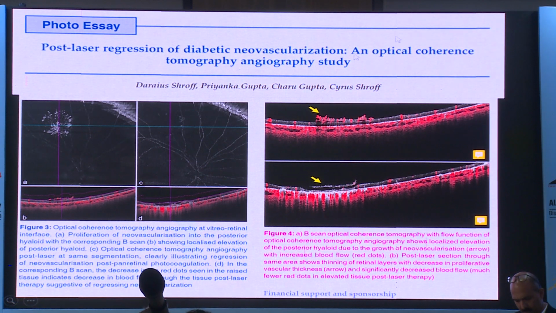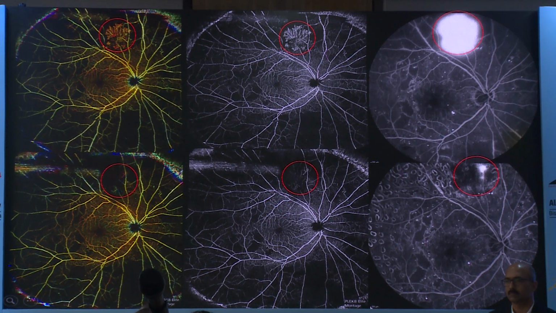This is a study we published in the IJO. This is the regression of the diabetic vessel. You can even see the B scan. If you see this upper area, you see the raised vessels and the red dots are showing the flow. Before, you can see how vascular it is, how many hundreds of red dots are within this neovascular tissue above. And post laser, you can see the red dots have gone. So there's no flow. The B scan is beautifully correlating with the actual NVE in the periphery in this patient.